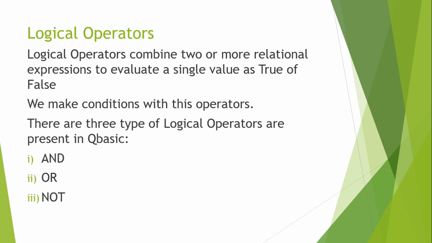There are three types of logical operators present in QBasic. The first one is AND, the second one is OR, and the third one is NOT. These three logical operators are very important. When you start doing programming at an advanced level, you are going to use these three logical operators, AND, OR, NOT. They are very important. So we are going to learn them at large scale in the next part of the QBasic series.